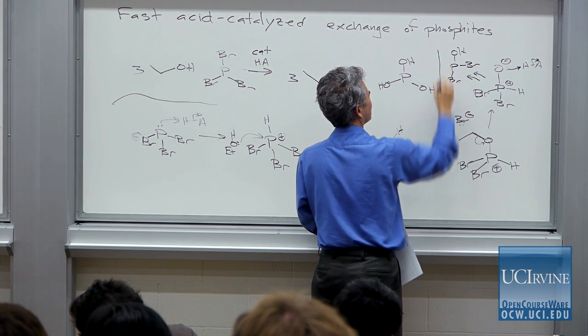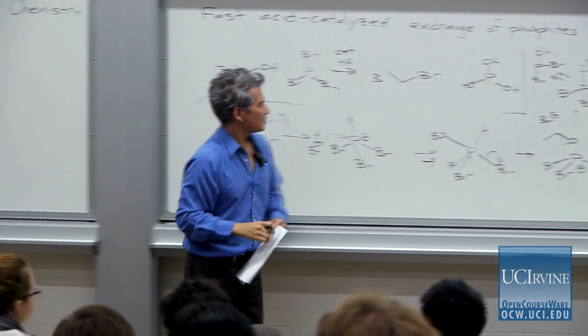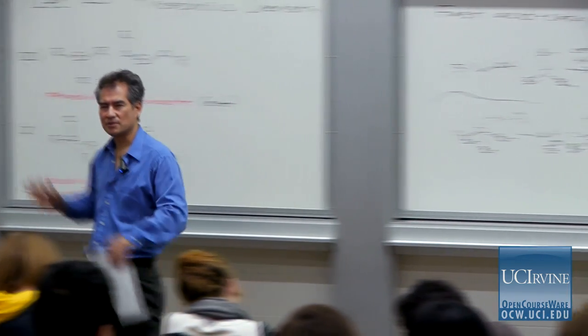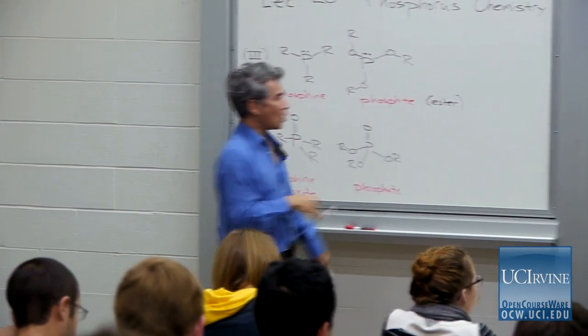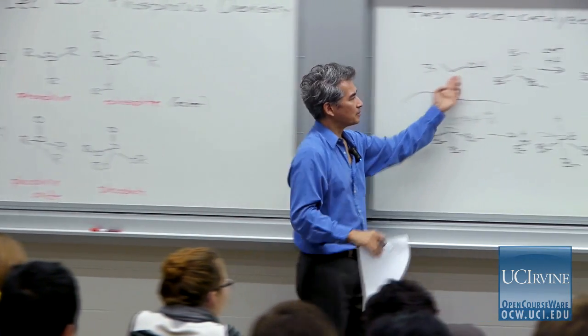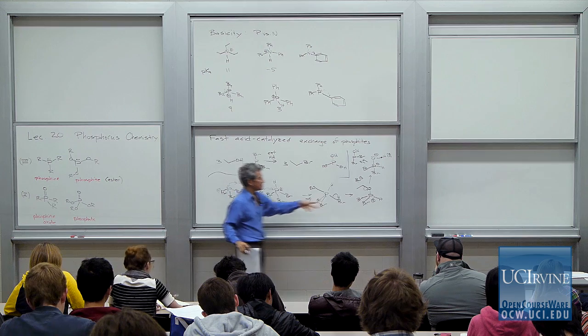And that's what allows you to, sorry, I ran out of room there. And that's what allows you to replace those OHs on your alcohol with Br groups. So look at what we're doing. This was the key step right here.